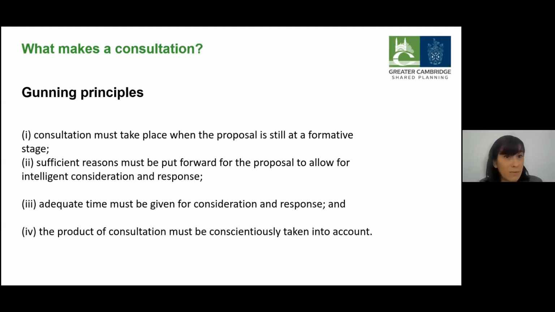Thirdly, adequate time for consideration and response. There's no point in consulting on something and then a week later coming out with the final plans. Clearly, you haven't given enough time for those consultation responses to be thought about. And fourthly, that the product of the consultation must be conscientiously taken into account. For us, this is really important, that what you tell us gets pored over in a huge amount of detail, and we think about it very seriously. As important as what we hear from everybody is what we do with the information that you give us, how we consider that. Next slide, please.